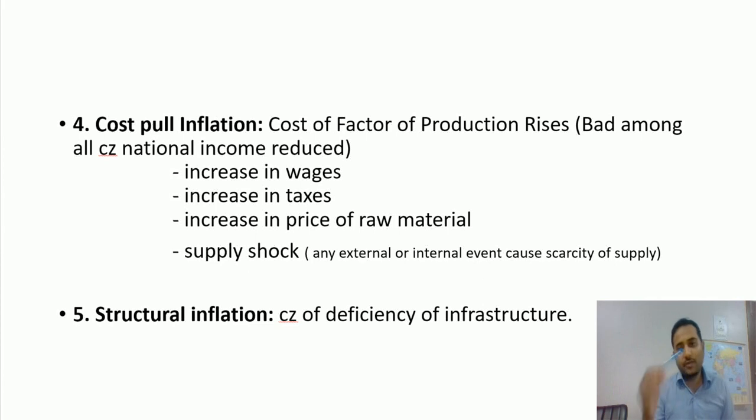So definitely the selling price of this pen will inflate from maybe rupees 10 to rupees 20 or rupees 15. Okay, because my cost increased. Now, this is called cost pull inflation, and trust me, this is bad among all types of inflation, because the national income is reduced. My income will definitely reduce. So this is called cost pull inflation. And supply shock is a situation when, because of an external or internal event, there will be a scarcity of supply.